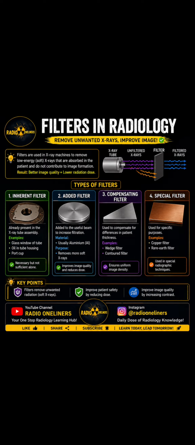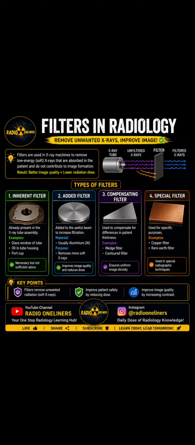The first type of filter is the inherent filter, and these filters are already built into the X-ray machine, meaning we do not add them from outside. They naturally filter out some of the soft X-rays, but not all. The glass window of the X-ray tube and the oil inside the tube all work as the inherent filter.